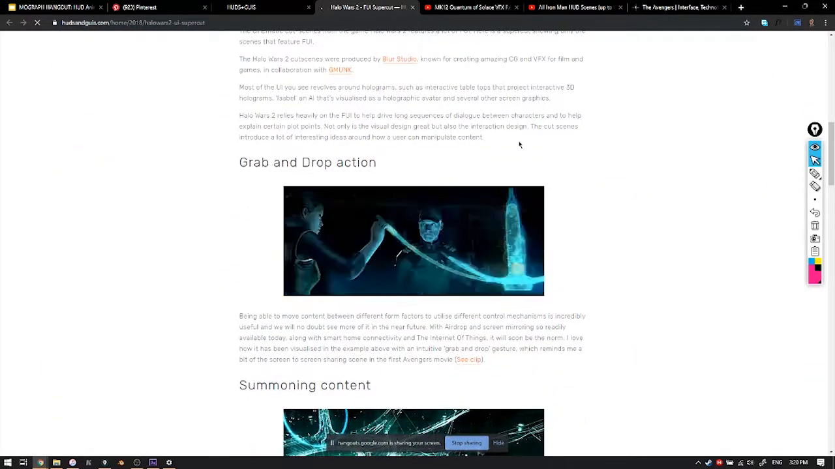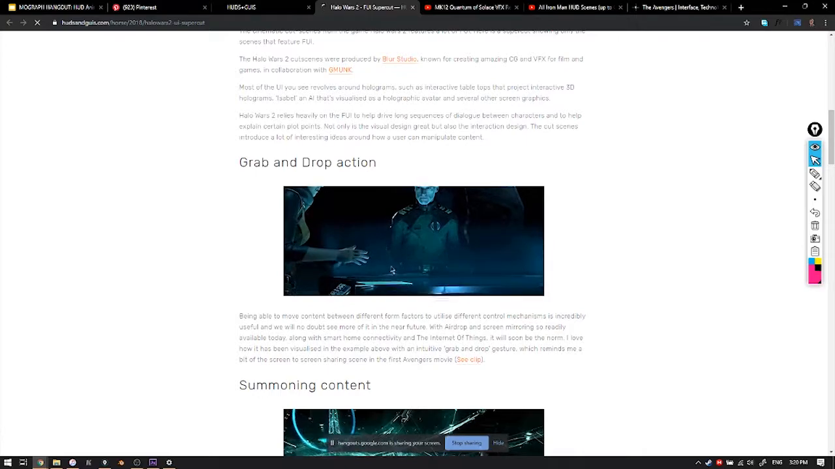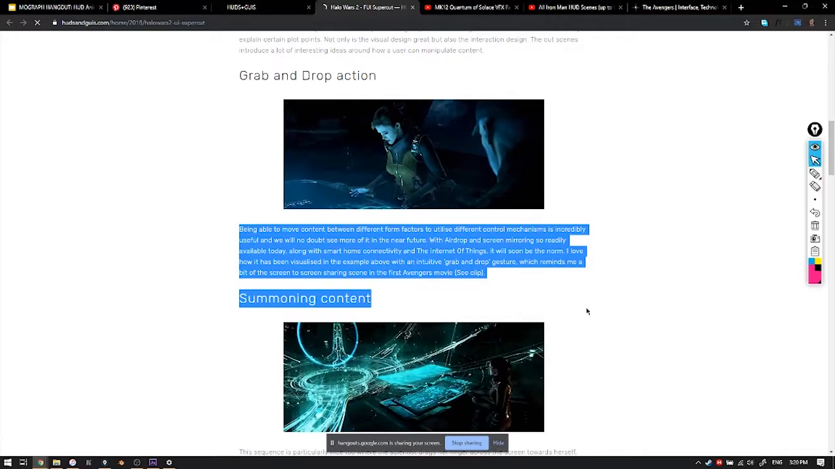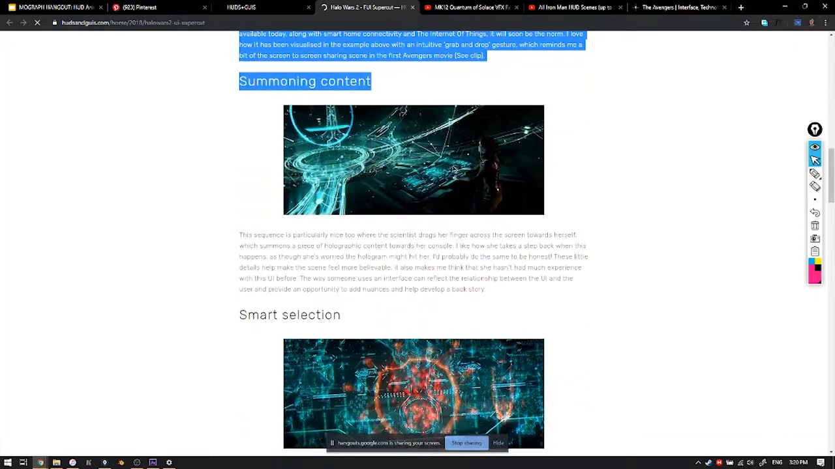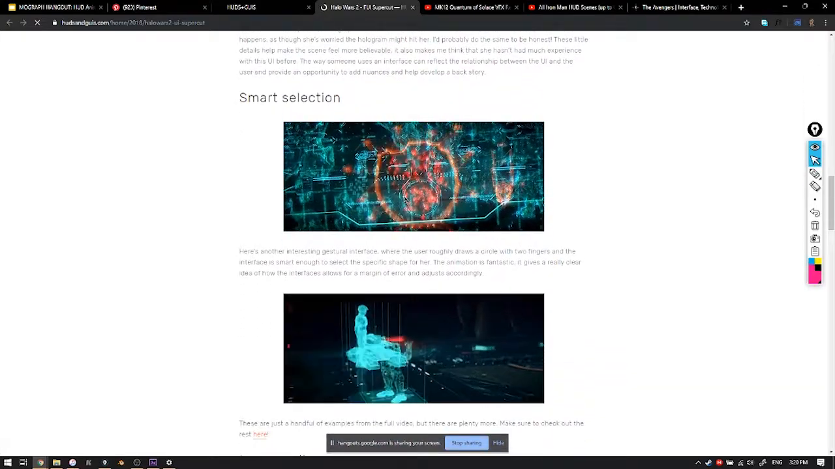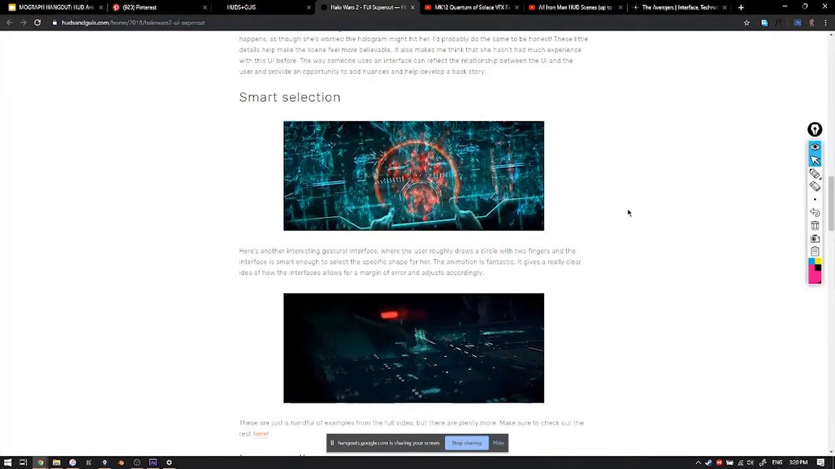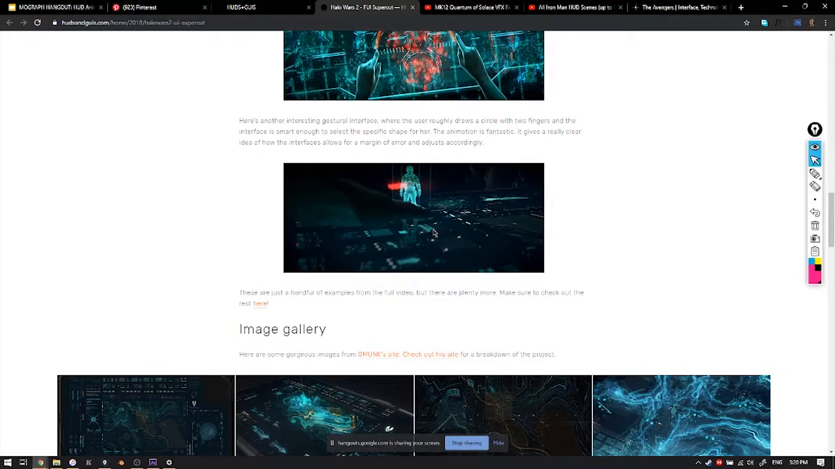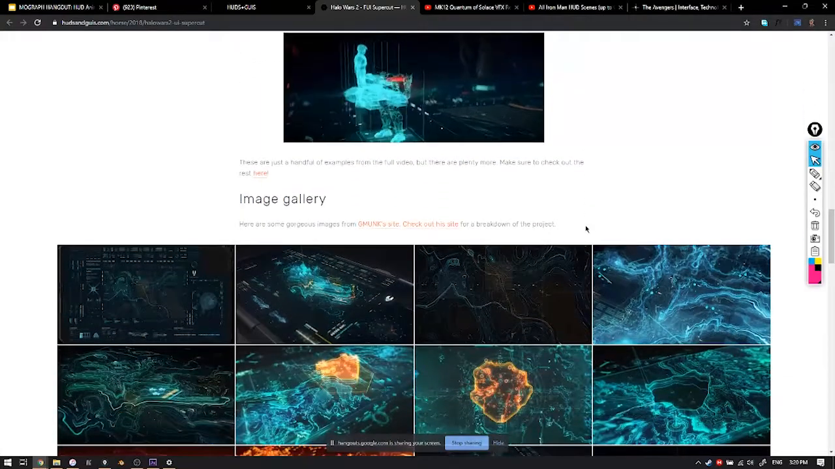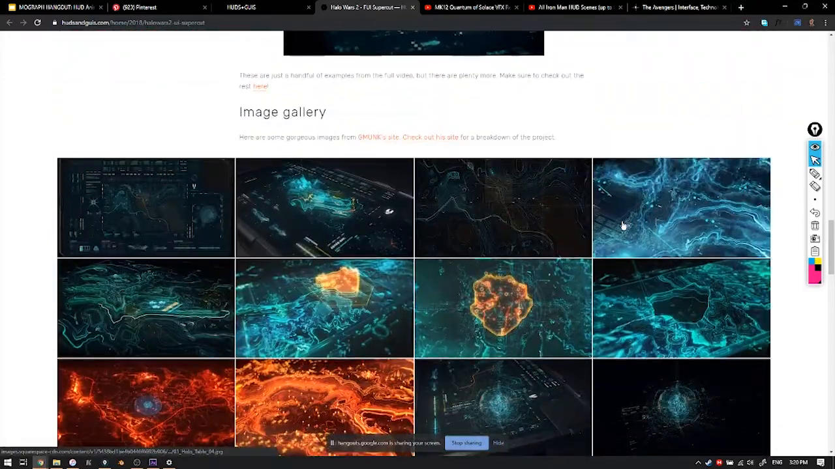Oh wait, I loaded it before. So we have here grab and drop actions. So it explains how she picks it up, drops it there, expands it with her hands. Interesting breakdown there. There's summoning content, how she drags down and the object comes towards her, which is really cool. Smart selection, so she draws a selection and then it refines. That's a really cool effect. Could we use it somewhere? This is nice, bringing out the files and then they pop out like holograms. Pretty awesome.